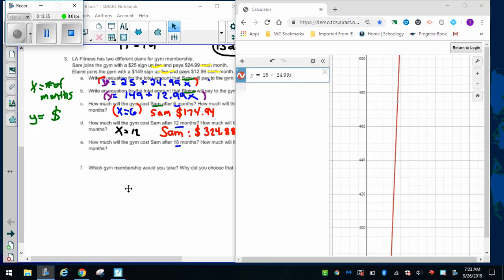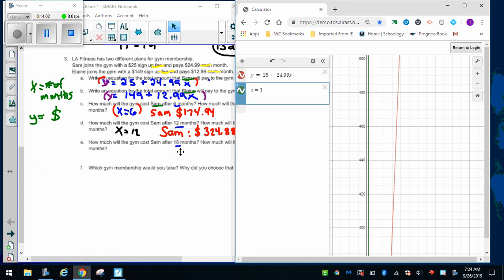Okay, so now that I have Desmos up, I'm going to show you step by step how to plug that in for letter E. It says, how much will the gym cost Sam after 18 months? So I went ahead and put in the equation for Sam in the first box. I'm going to add a second box. And since we want to find out how much it'll cost after 18 months, just like we did for C and D, we're going to enter X equals, in this case it's 18. We're going to look and see where those two cross.